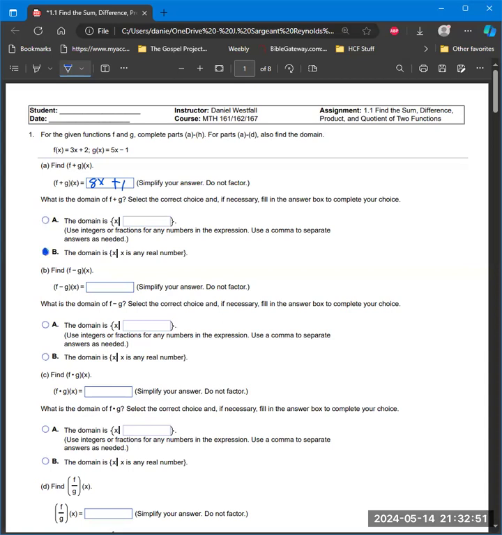If we want f minus g, 3x minus 5x, 3 minus 5 is a negative 2. And then 2 minus a negative 1, that's going to be a positive 3. And again, the domain of that is going to be all real numbers.